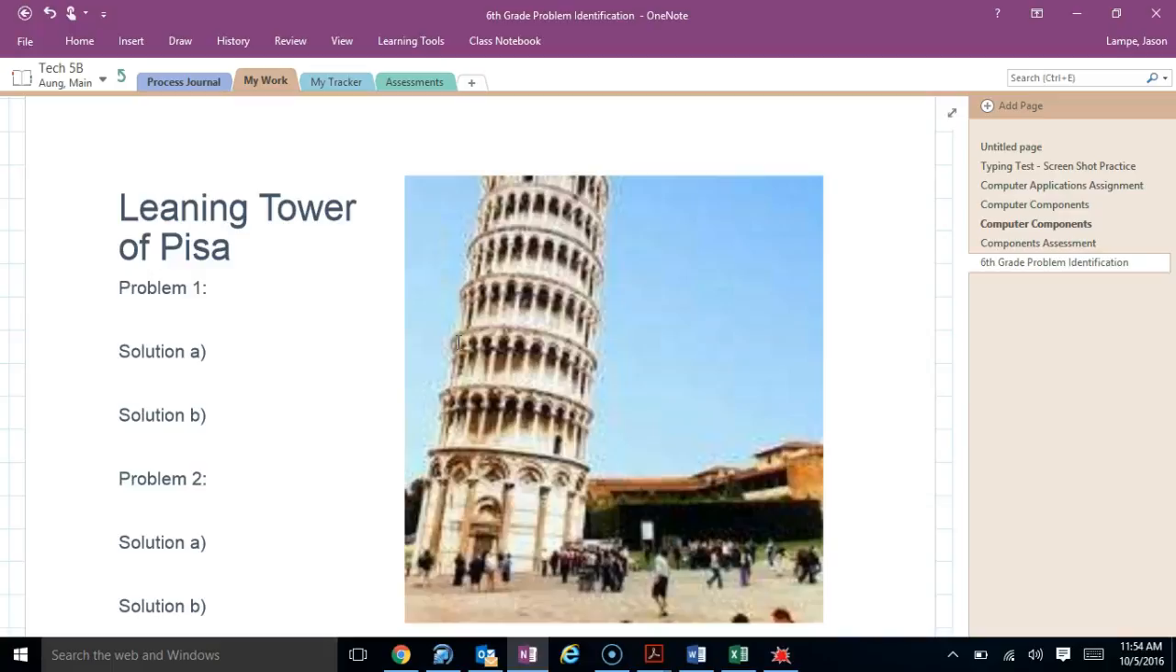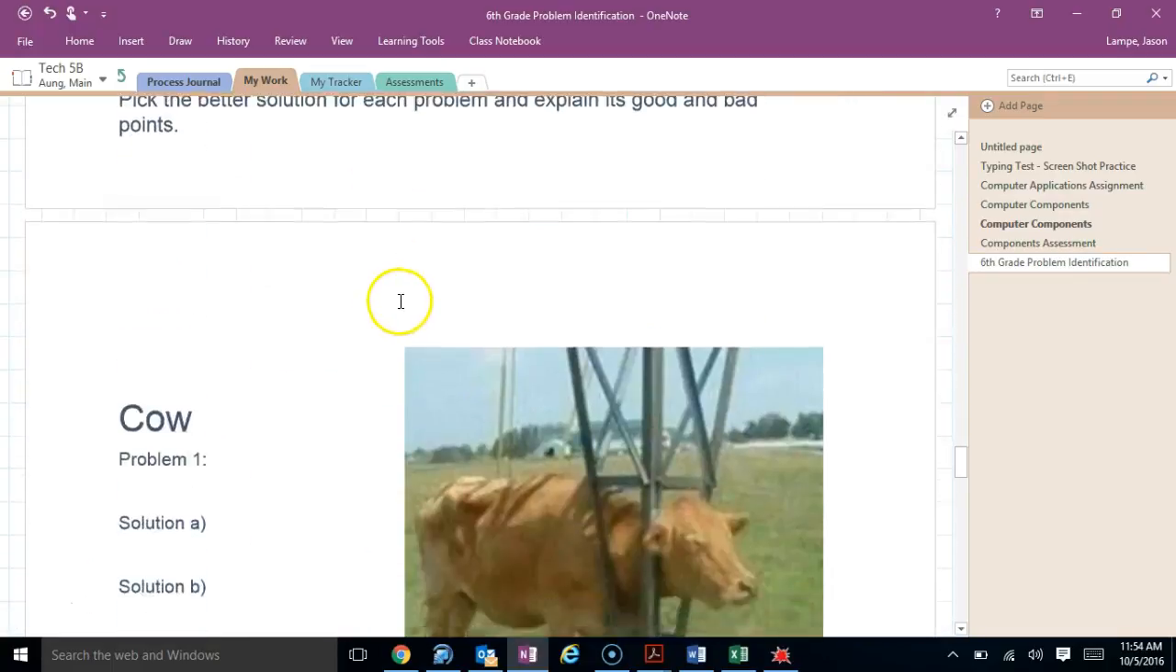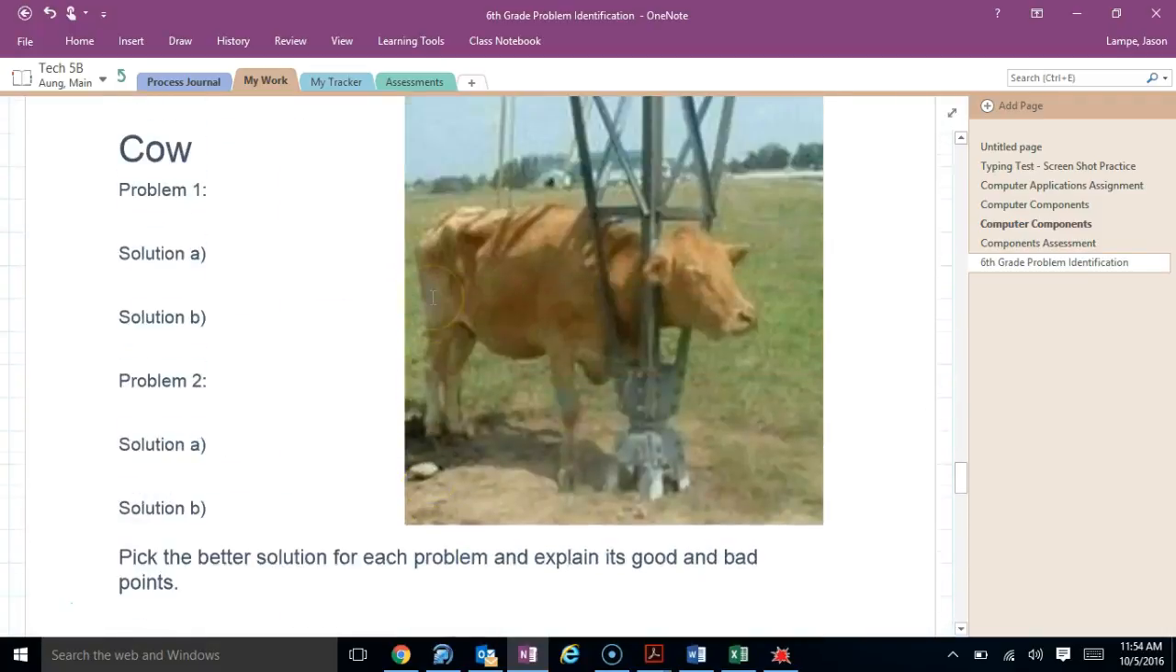So I really want you guys to focus on what are 2 possible problems for these pictures, and then come up with 2 solutions for your problems. It's going to make you think. It's going to make you work a little bit, but don't worry. That's not a bad thing. Okay? So you've got multiple pictures. If you get stuck, move on.